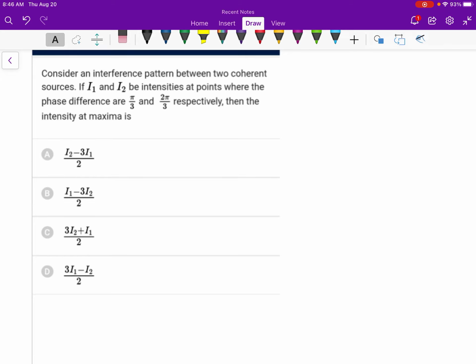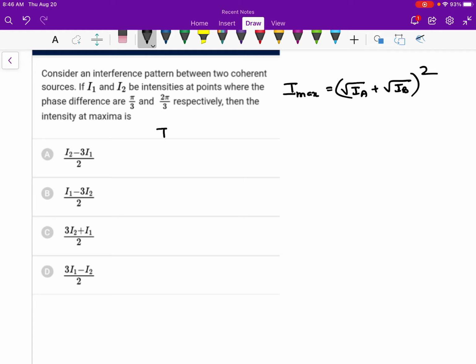Interference pattern between two coherent sources, I1 and I2 be the intensities at points where the phase differences are this and this, then the intensity at a maximum will be. So guys, Imax will be, say the two slits have intensities IA and IB, so under root IA plus under root IB whole square, this is maximum intensity. And we are given I1 and I2 to be the intensities at the points where phase difference is pi by 3 and 2 pi by 3.